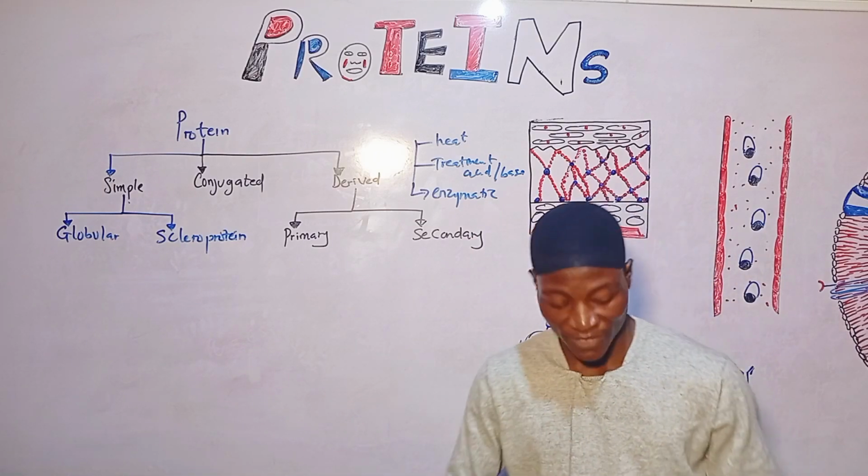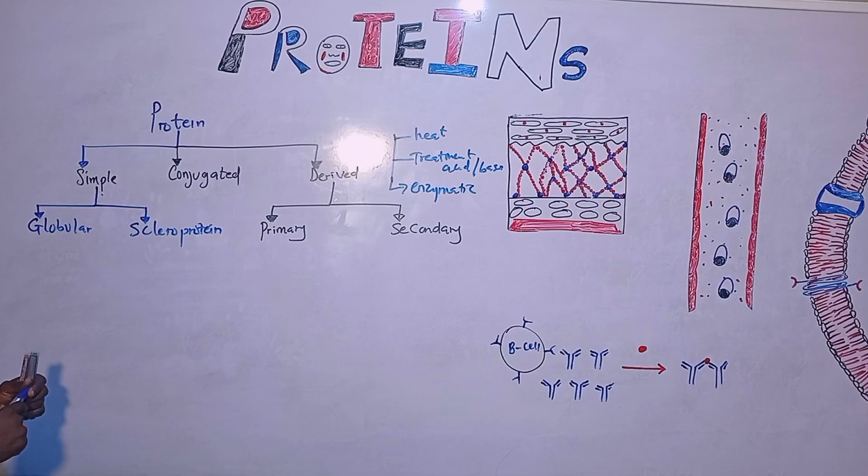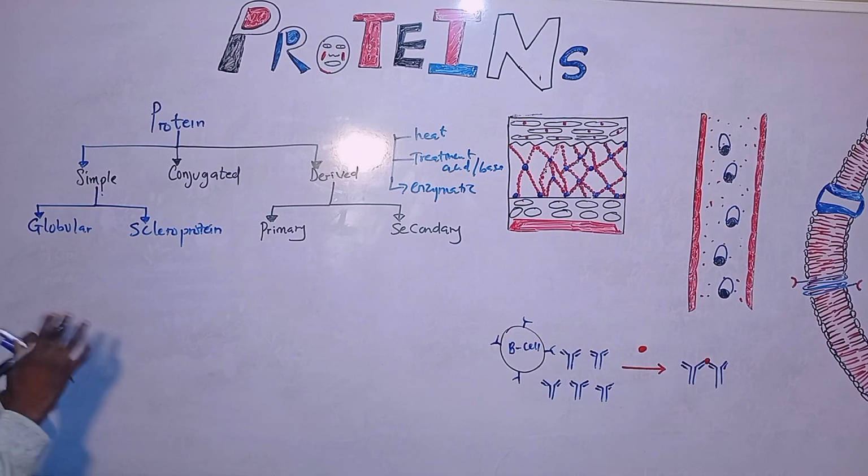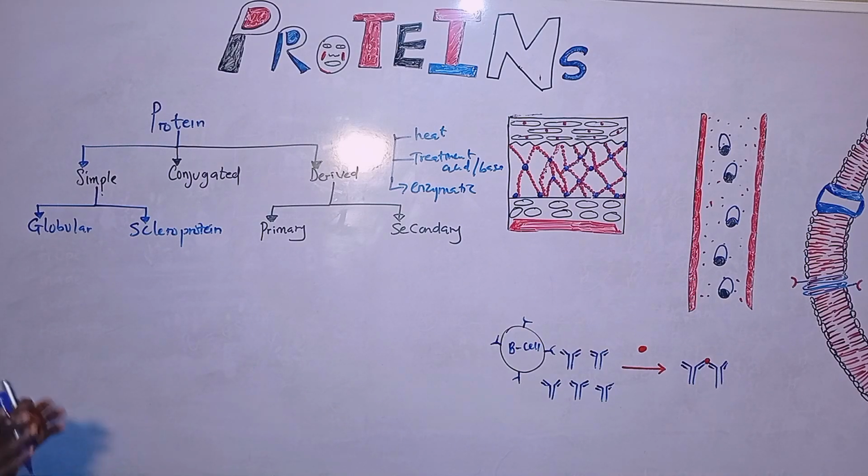So now let's move to it. To give you guys examples of globular protein, scleroprotein, conjugated protein, primary protein, and secondary protein. At the same time, I'm going to be giving you some mnemonics that will allow you to understand it and be able to remember it quickly.